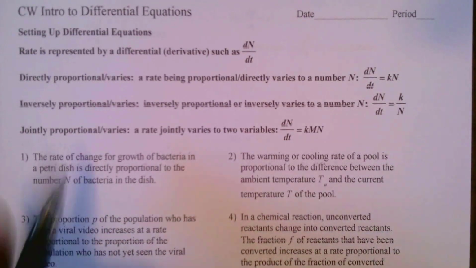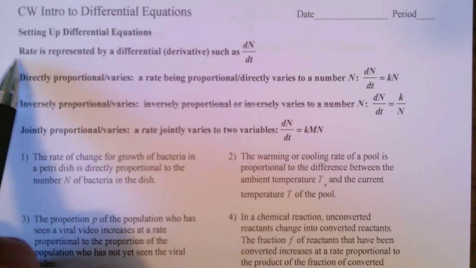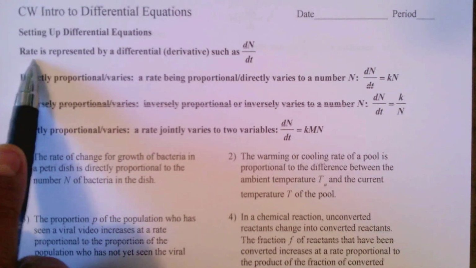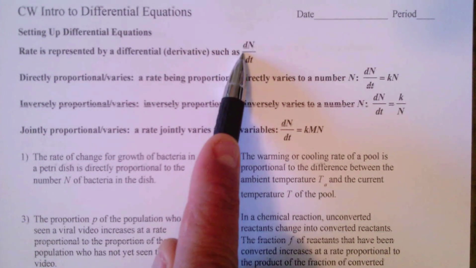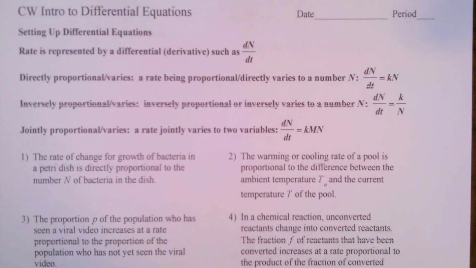And when we're setting up differential equations, we're going to be given a scenario in words, and we're going to change the keywords into a mathematical language. Whenever we see the word rate, we're going to represent that by a differential or a derivative, a rate of change, like a derivative dN over dt. Most of our rates are going to be with respect to time, so it's going to have dt at the bottom.